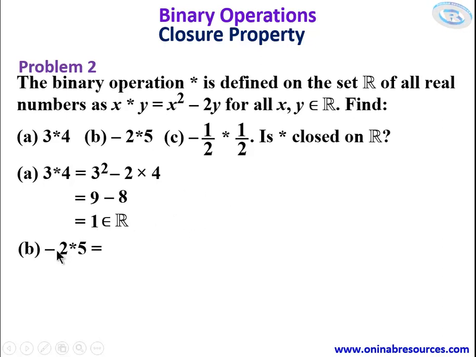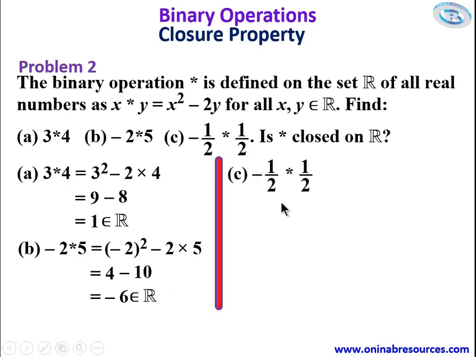Then for B, negative 2 operation 5, which means x is negative 2 and y is 5. So we substitute in here. So we have negative 2 squared minus 2 times 5. Negative 2 squared is 4 and 2 times 5 gives 10. So we have 4 minus 10, which gives negative 6. And negative 6 is still an element in R.